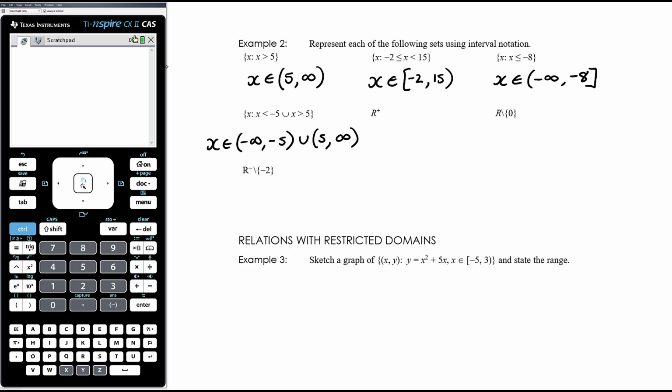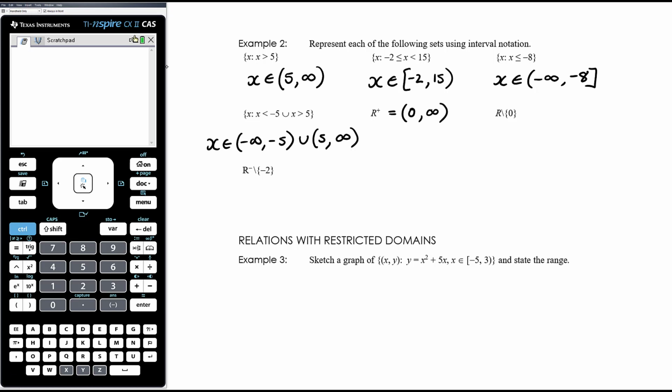Alright, as an interval, R plus. Now it doesn't say x is an element of, so I'm not going to write x, whereas these were x is part of, this set is about x values, so hence why I included the x is an element of here. R plus is equal to 0 to infinity, not including 0.